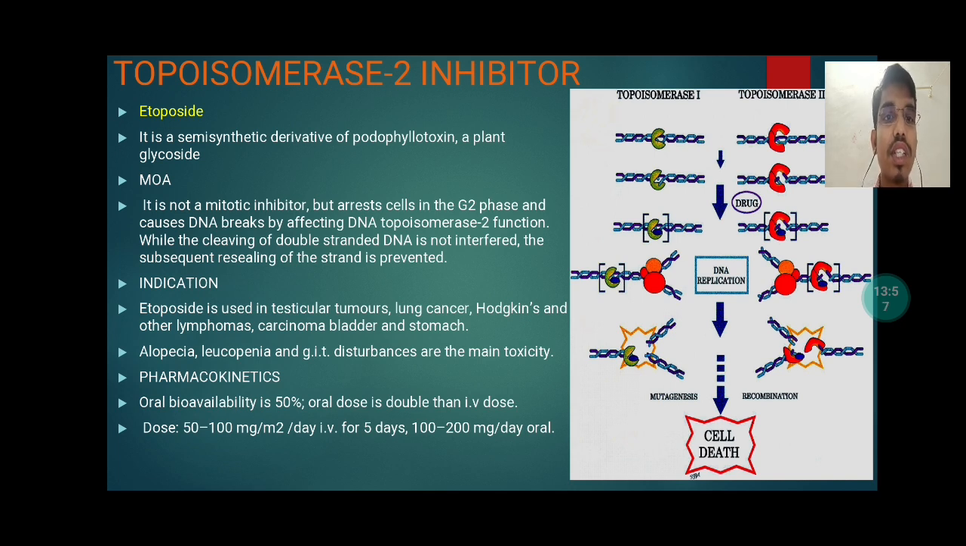Indication: it is used in the case of testicular tumor, lung carcinoma, Hodgkin and other lymphomas, and carcinoma of the bladder and the stomach. What are the side effects of these drugs? Alopecia, leukopenia, and GI disturbances. Pharmacokinetics: bioavailability is 50% and it is given orally. The dose is 50 to 100 mg per meter square body surface area per day IV for 5 days, and 100 to 200 mg per day orally.